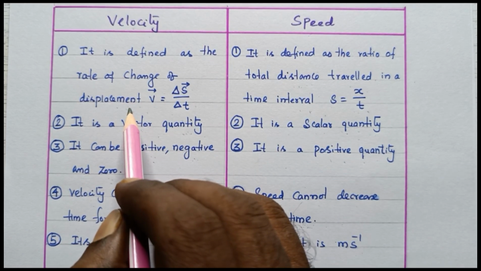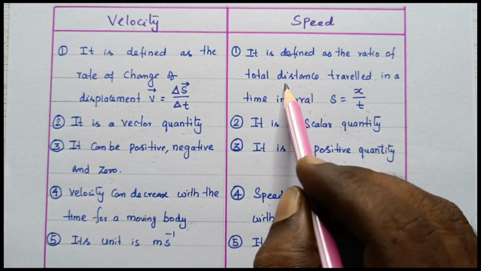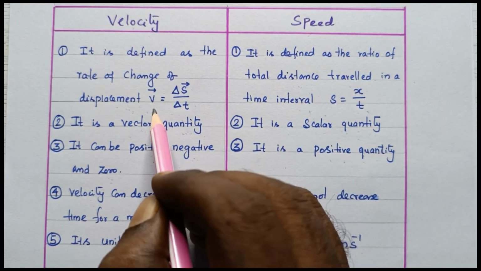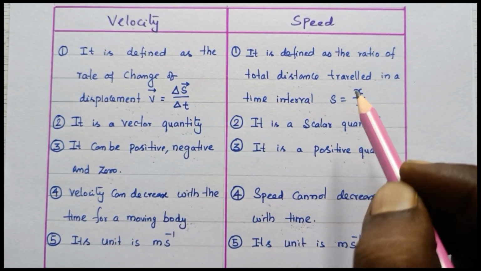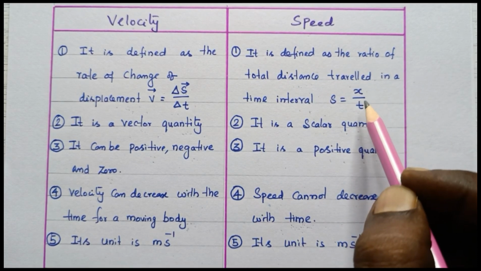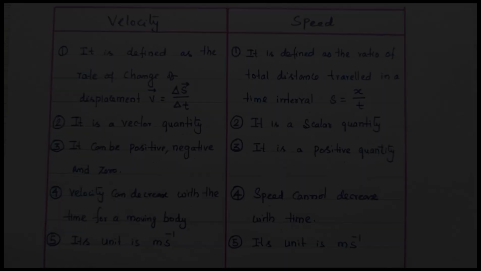So velocity is the rate of change of displacement. Speed is the distance traveled by time. That is, it is a change in displacement by change in time. It is a total distance by total time. So இதனுடைய explanation இப்ப பார்க்கலாம். இந்த first point கான explanation பார்க்கலாம்.